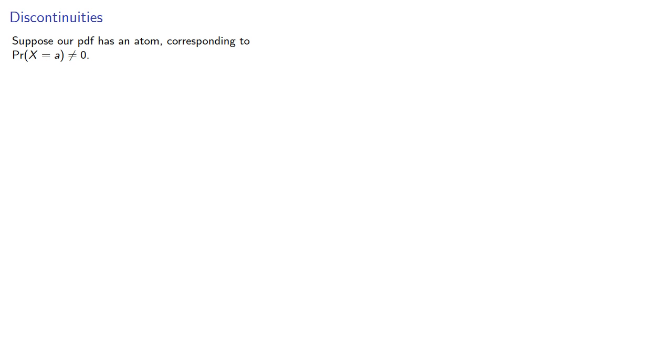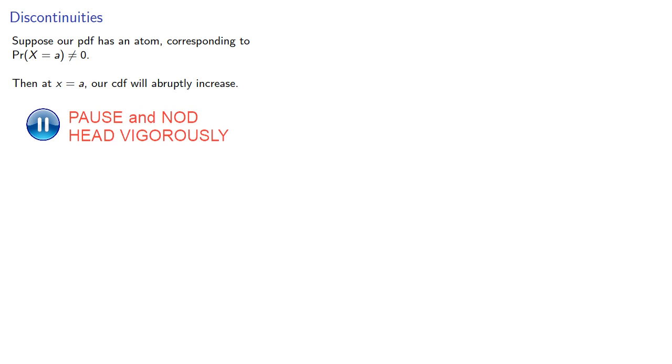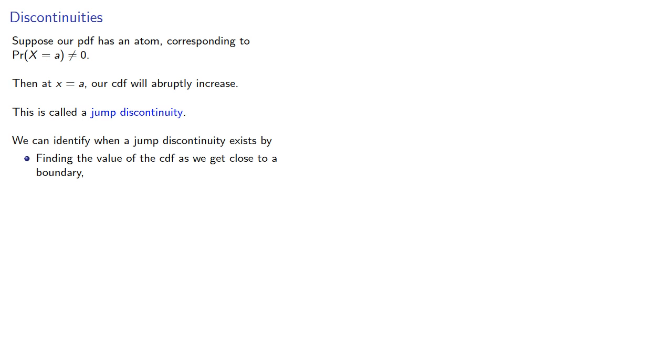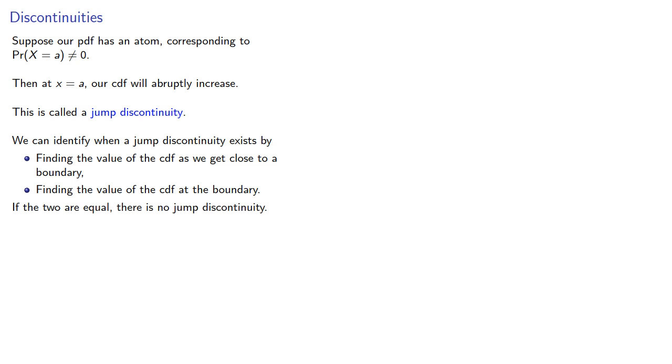Suppose our PDF has an atom corresponding to the probability that x equals a specific value not being 0. Then at x equals a, our CDF will abruptly increase. This is called a jump discontinuity. We can identify when a jump discontinuity exists by finding the value of the CDF as we get close to a boundary, then finding the value of the CDF at the boundary. If the two are equal, there is no jump discontinuity, but otherwise their difference is the probability of the boundary value.